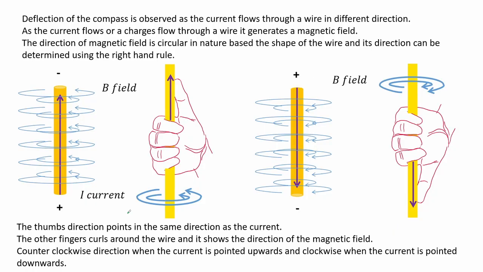Deflection of the compass is observed as the current flows through a wire in different directions. As a current or charge flows through a wire, it generates a magnetic field. The direction of the magnetic field is circular in nature based on the shape of the wire, and its direction can be determined using the right-hand rule. The thumb points in the same direction as the current. The other fingers curl around the wire and show the direction of the magnetic field: counterclockwise when the current is pointed upwards and clockwise when the current is pointed downwards.